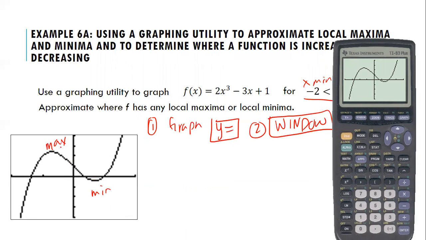For the calculator to tell us where our max and our min are, this is what we're going to do. We're going to press second and then we're going to press trace.